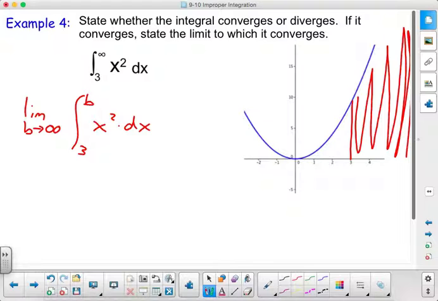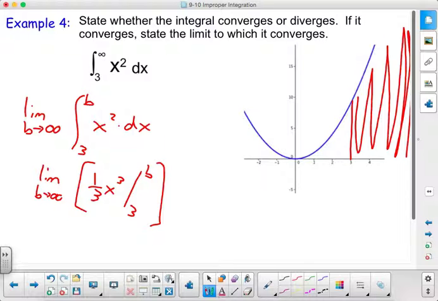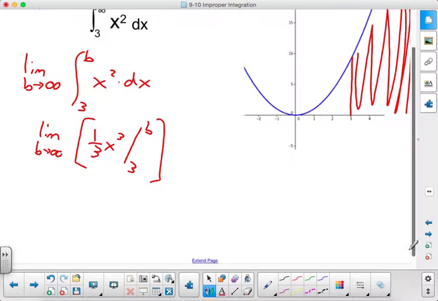What's the integral, really simple, of x squared? And I'm evaluating at 3 and b. And at the end of all this, when I get done evaluating it, I'm going to take the limit as b goes to infinity. So whenever I plug in my bounds, I start with the top. So I'm going to first plug in the top one.